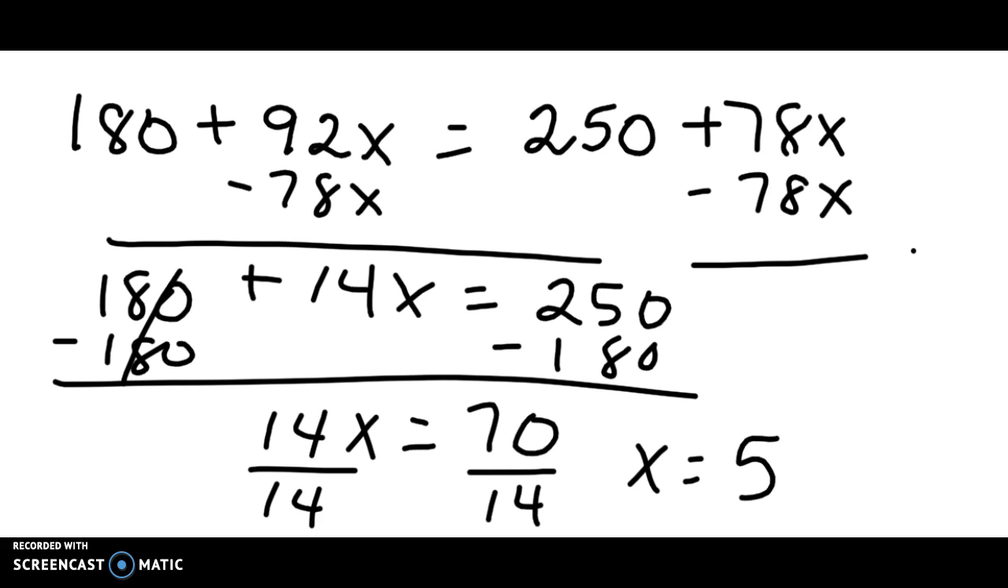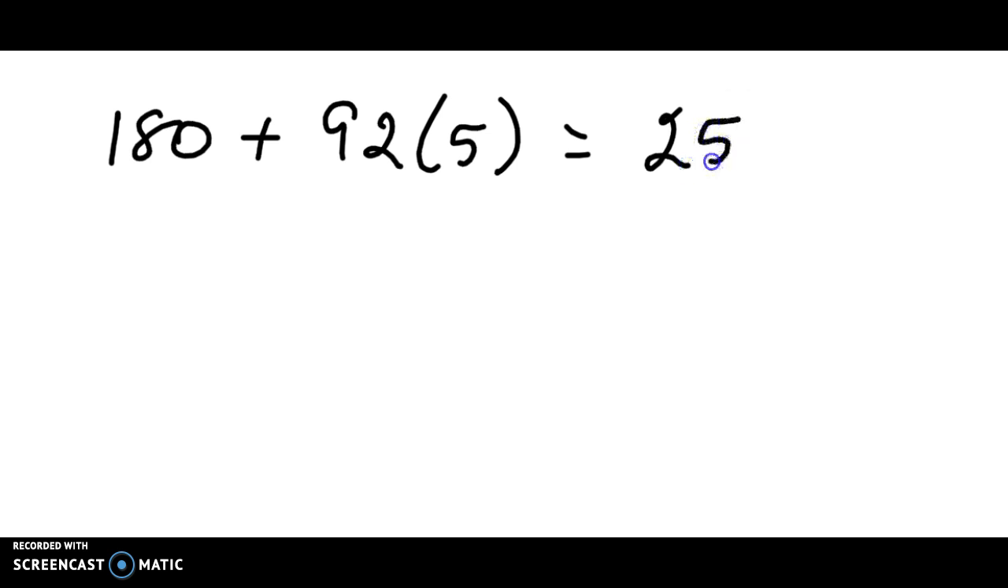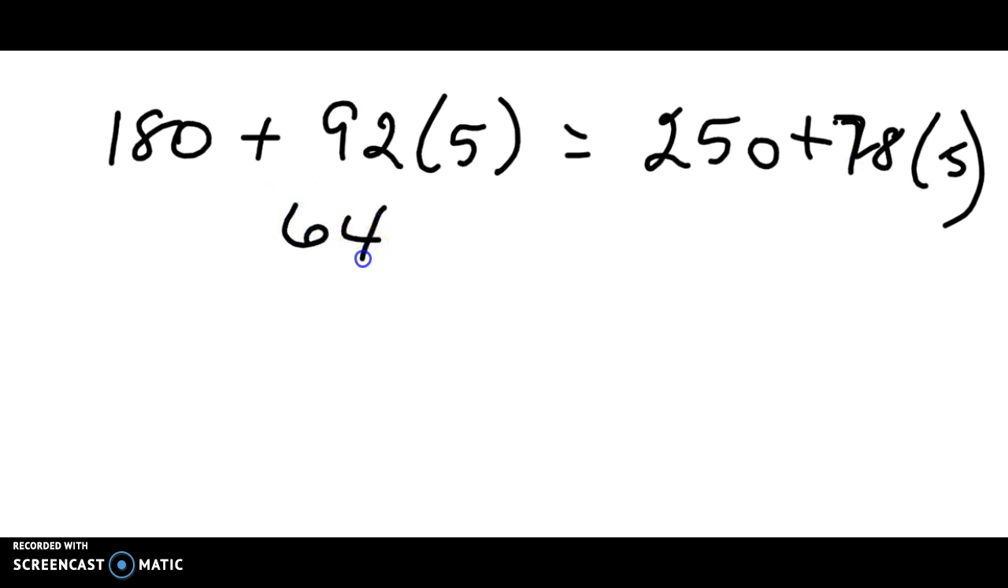So that was letter A. And letter B says what will be the charge for the number of hours. So you just substitute that in. So you have 180 plus 92 times 5 is equal to 250 plus 78 times 5. So this side, when you do the math, you're going to get 640. And this side, you're going to get 640 also. Okay, let's go on to our bonus.